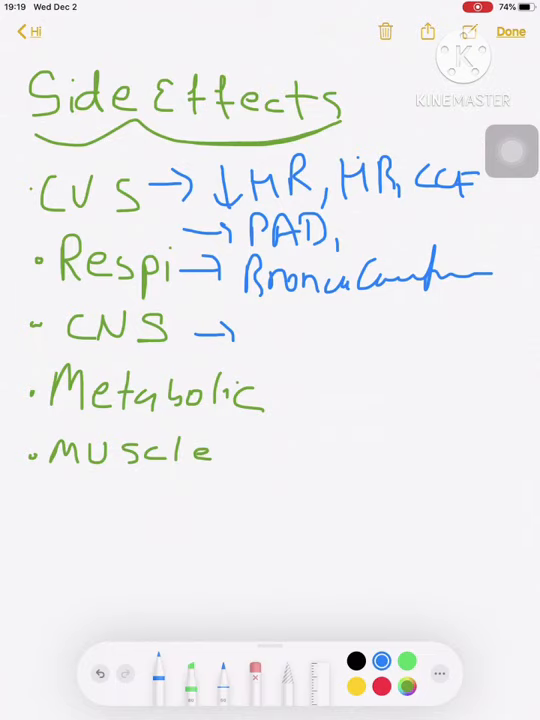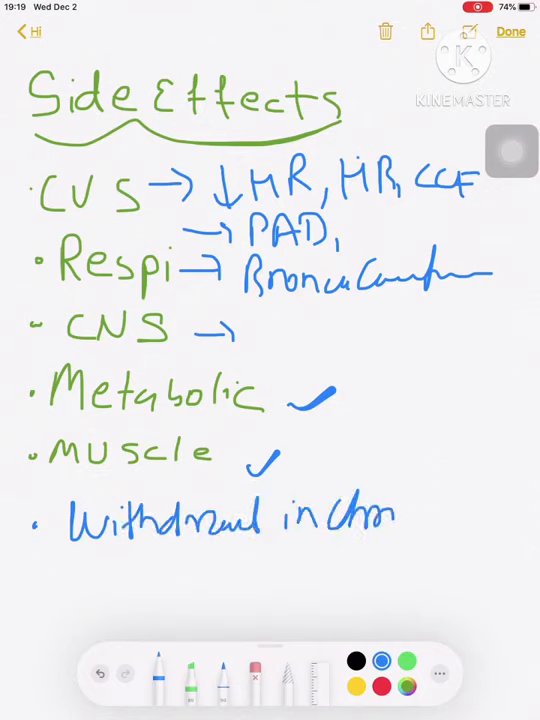Okay, the metabolic changes we have already discussed. They delay the recovery from hypoglycemia. They alter the lipid profile. They cause muscular weakness and tiredness. Okay, remember beta blockers withdrawal in chronic users. Let me write it. Withdrawal.